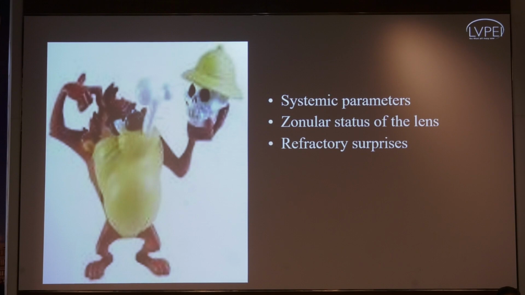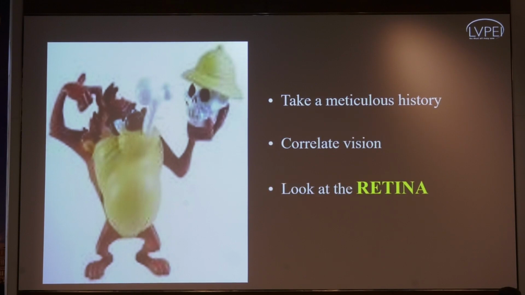So whenever you see a patient, there are a few things about what is your pre-op protocol. Look at the systemic parameters of the patient. Is the patient an uncontrolled diabetic or not? What is happening to the systemic conditions of the body? When you are evaluating a cataract, it makes sense to look at the zonular status of the lens, because if there is a zonular weakness, you are at risk of the lens getting dislocated. There will be refractive surprises if we don't keep these factors in mind while evaluating our patients. And therefore, like any other evaluation for any pathology, not only in the eye but any part of the body, take a meticulous history. Correlate vision, look at the retina.